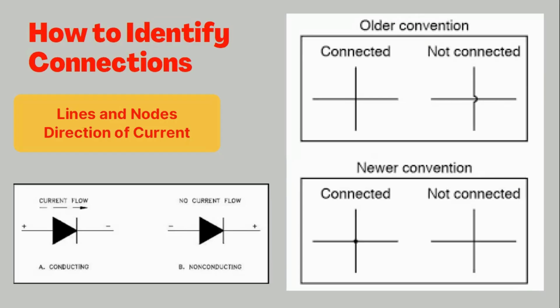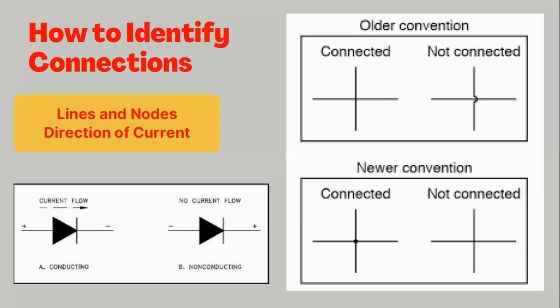But the new convention shows that when it is joined and there is a dot in between, that is, if the dark area or dot is there, then it is connected, or otherwise it is not connected. This is the new convention for connected or not connected.